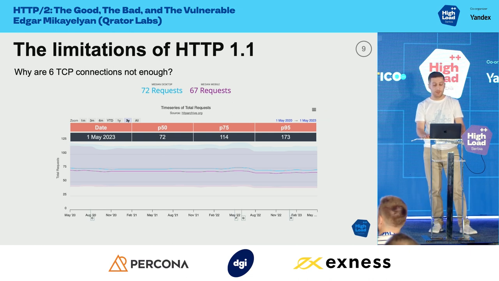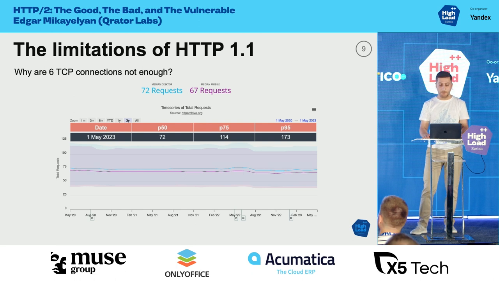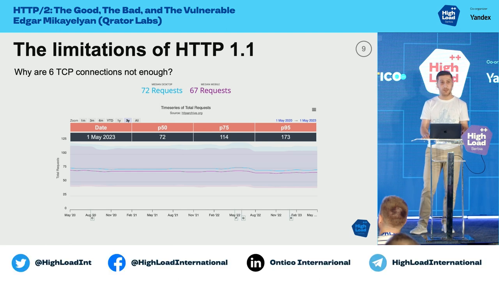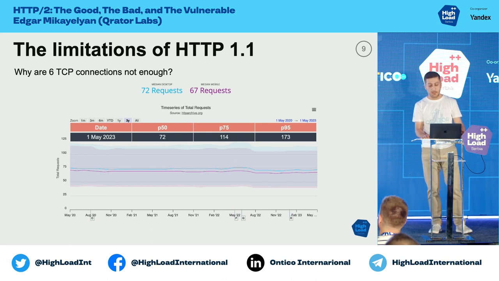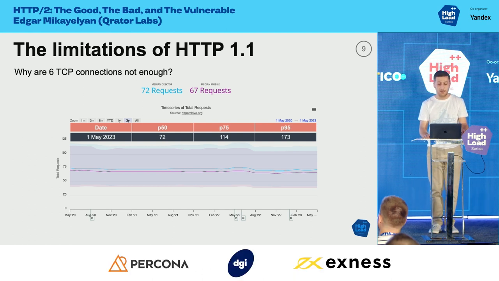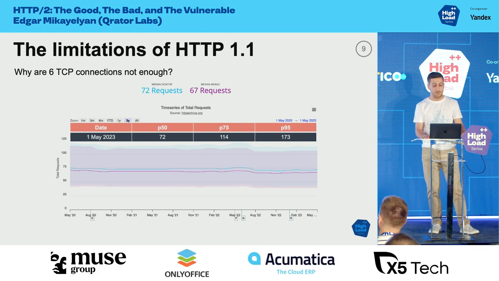Statistics for the last 3 years from HTTP Archive show that on average about 70 requests are needed to get one site, and if you look at the 95th percentile, more than 170. This leads to very slow loading of sites, since all the requests after the first 6 have to wait until others are processed. And most importantly, if some heavy requests take too long to execute, we get a situation called head-of-line blocking.